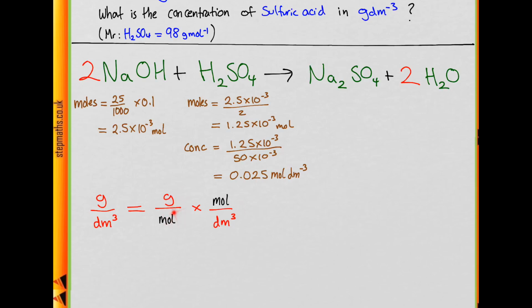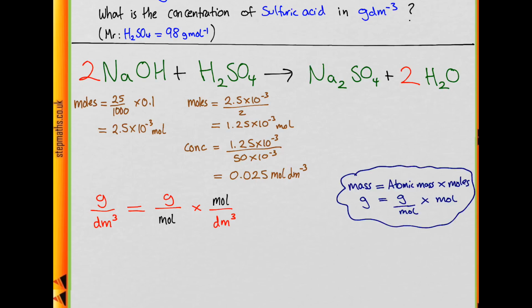So now what's grams per mole? Well, grams per mole is the unit of the atomic mass, or the molecular mass. And you can see that because, remember, mass equals atomic mass times moles, or molecular mass times moles, which is grams equals grams per mole times mole. So the units for molecular mass is grams per mole.